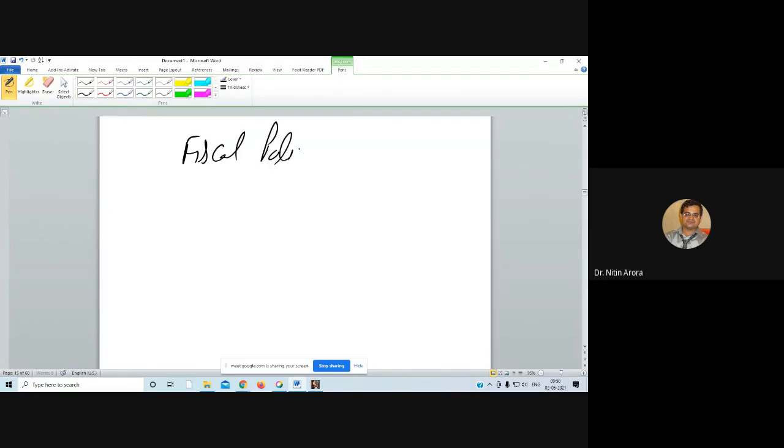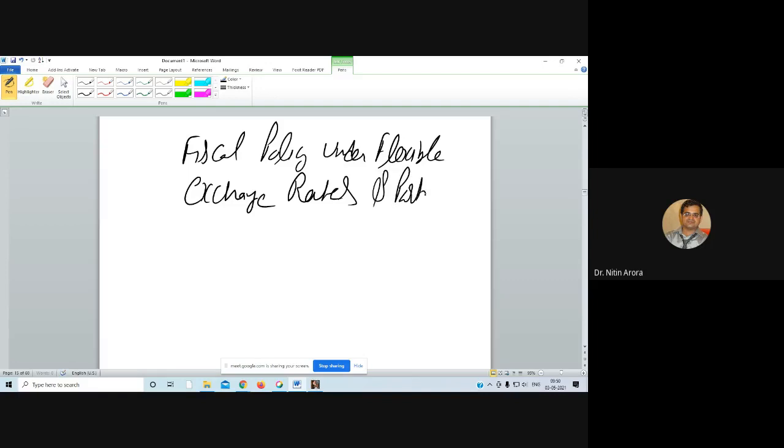Fiscal policy under flexible exchange rates and partial mobility of capital.